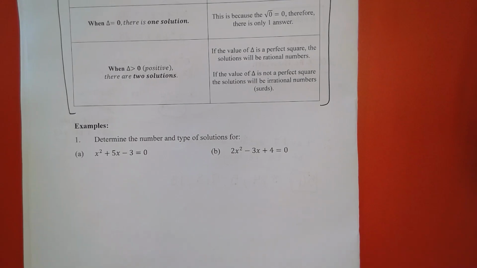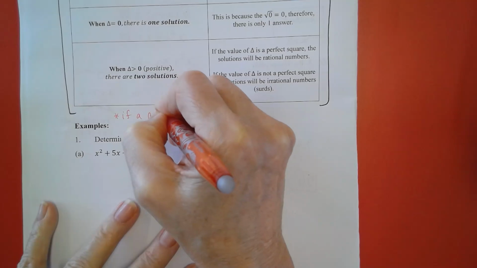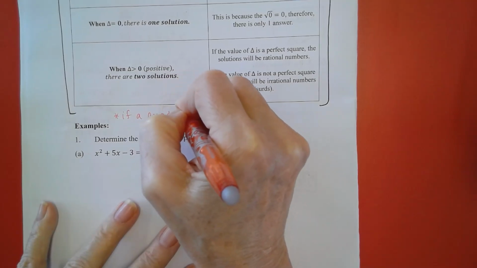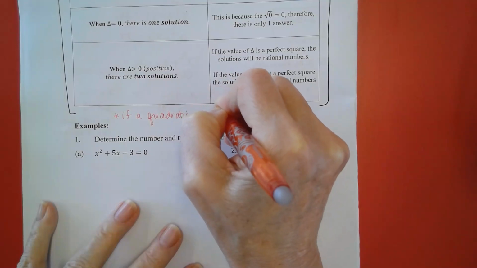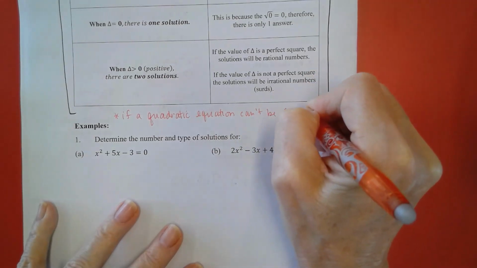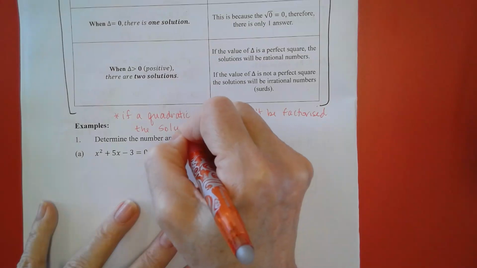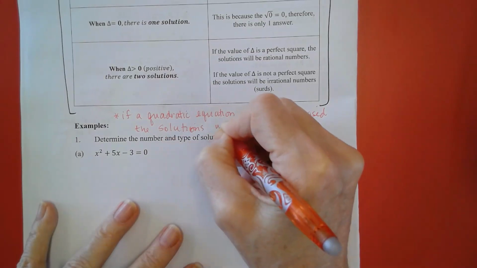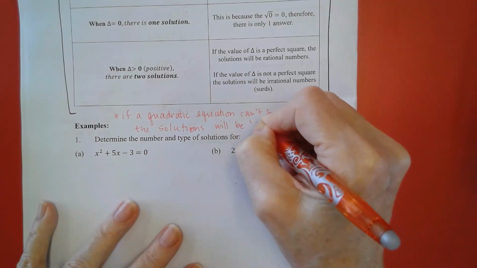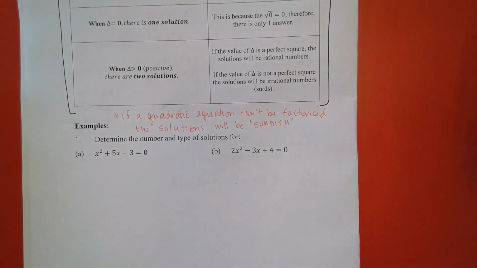So let's write that down. If a quadratic equation can't be factorized, the solutions will be, I'm going to write it like this, surdish. Okay, there'll be surdy, yucky answers. So there's going to be surds involved in these answers.